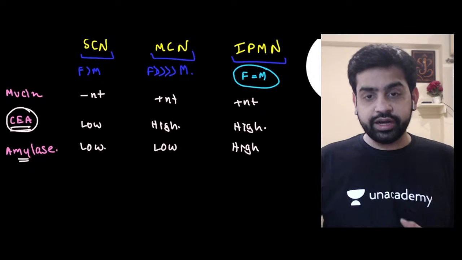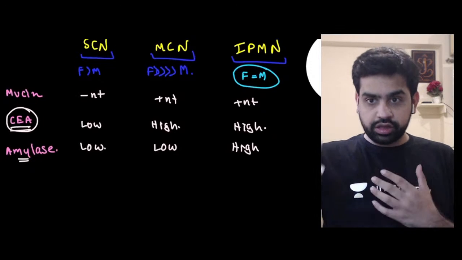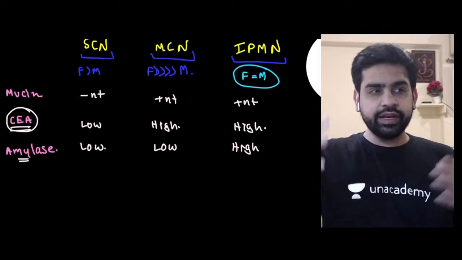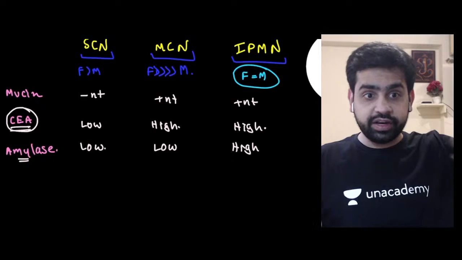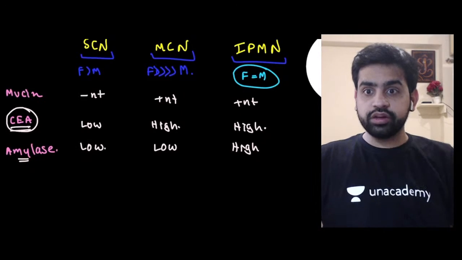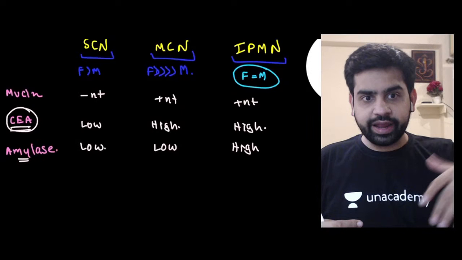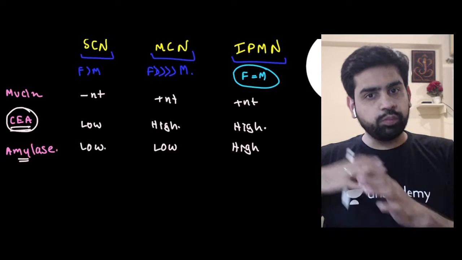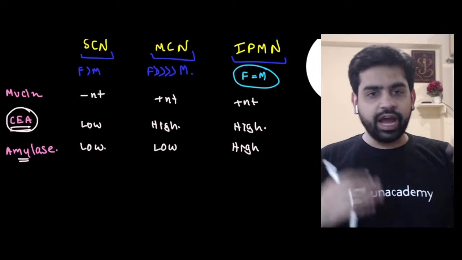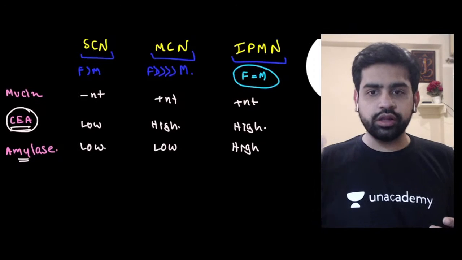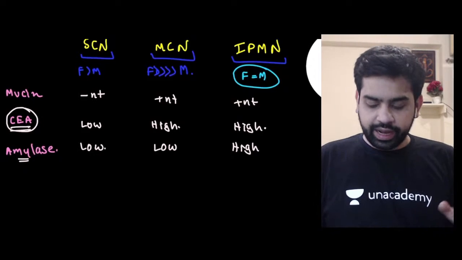You really need to understand this because they might give you that there is a cystic lesion. You went ahead, you aspirated some fluid out of it, and it was found that CEA was elevated and amylase was also elevated. What is the diagnosis? The diagnosis would be IPMN. If they give you that the CEA is high and the amylase is low, then the diagnosis will point towards mucinous cystic neoplasia. And if they give you that CEA and amylase both are low, then it will point towards your serous cystic neoplasia. Okay, I hope you get this point.